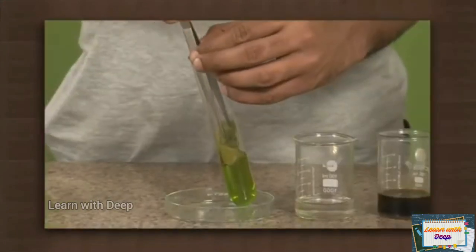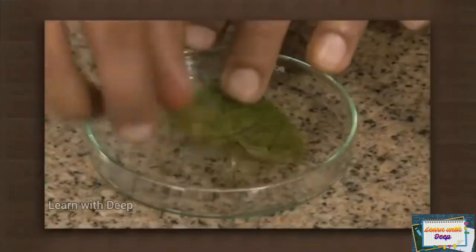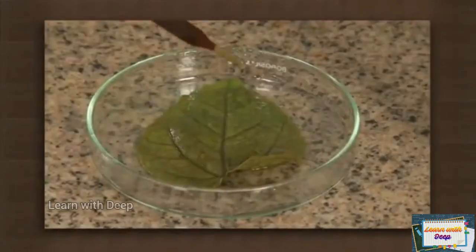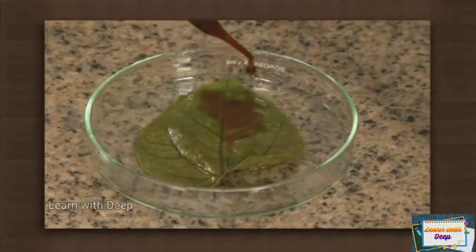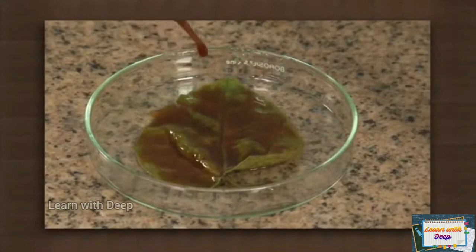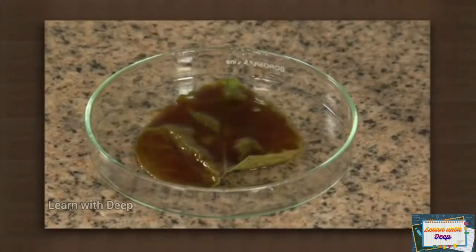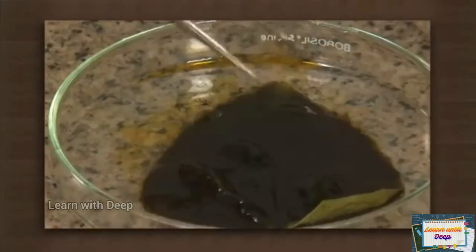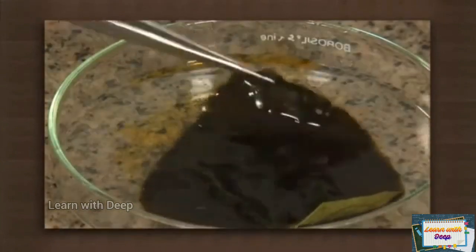Now take the leaf out of the test tube and place it again in the petri dish. Add a few drops of iodine solution on the leaf and observe the color change. Leaf has changed to blue-black, and this blue-black color of leaf indicates the presence of starch.